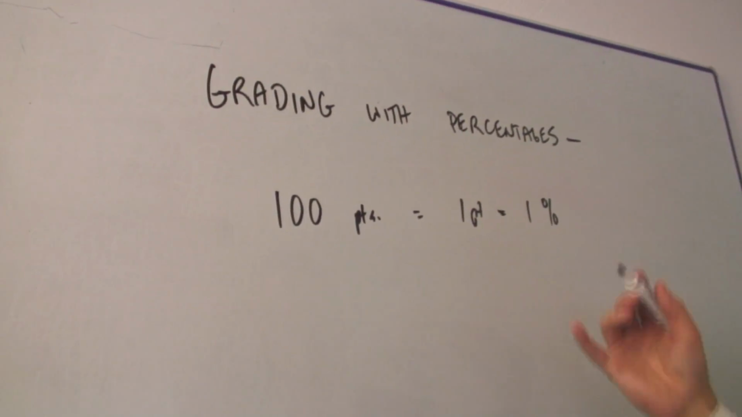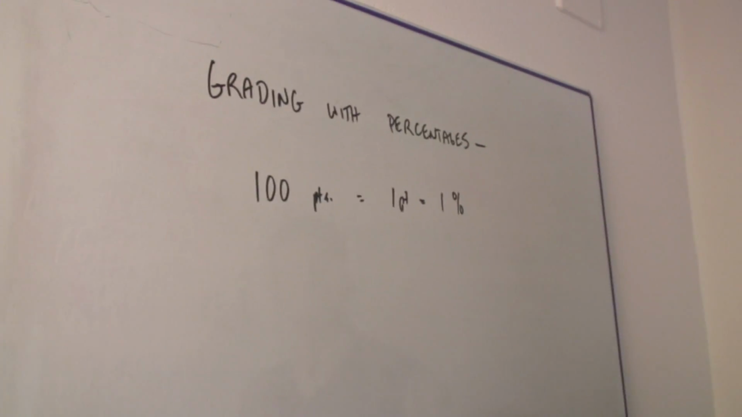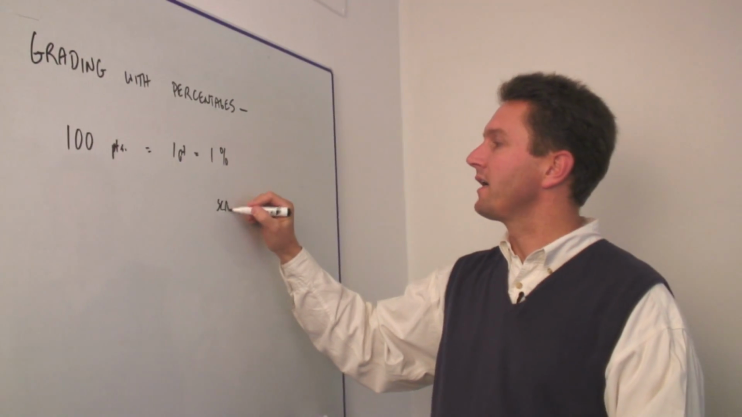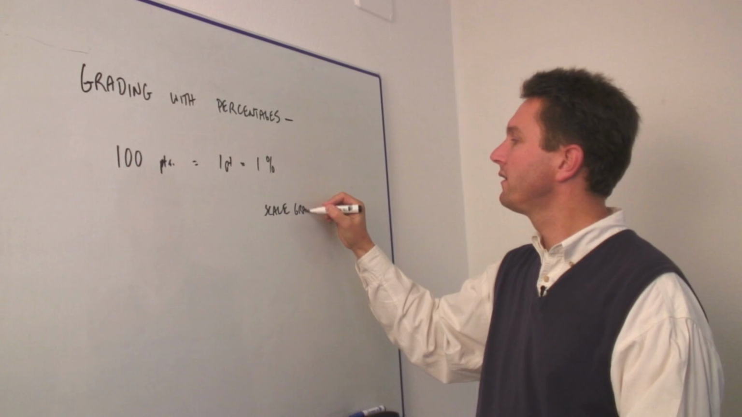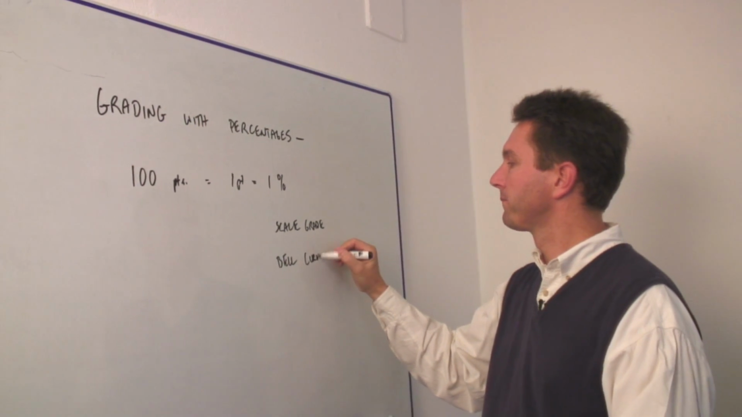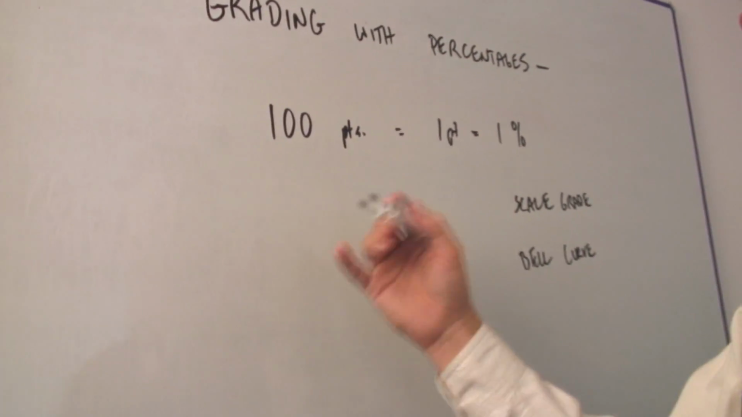And normally, at least in Western grading standards, there are two ways that you can grade. You can have a scale grade or a bell curve. A scale grade simply has some set percentage.